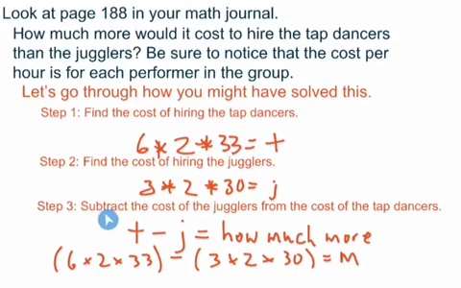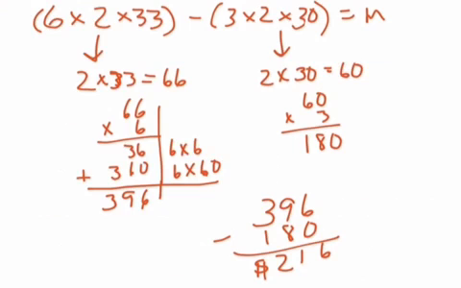To solve it, I would have to subtract the cost of the jugglers from the cost of the tap dancers. So writing that out, it would be this equation solved minus this equation, right? And that would equal how much more? All right, so let's go ahead and do that math as well. So here's how I'd be solving that.